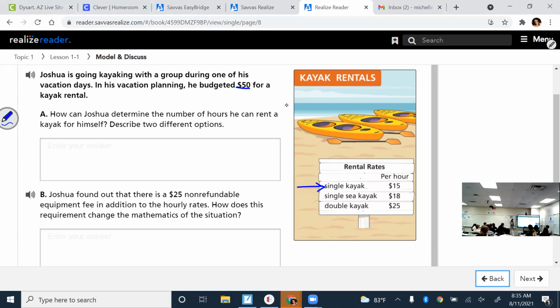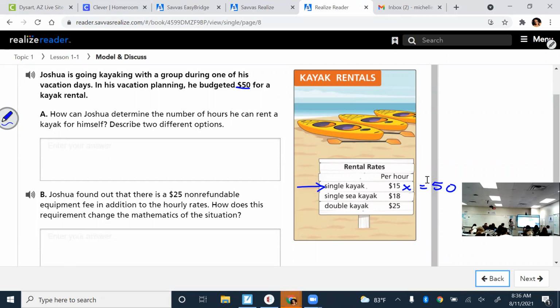So each time you added 15, what's repeated addition? Multiplication. So if I wanted to make some sort of expression or equation to figure out how many hours he can rent it for, I could do it like this. I could say 15x, where x is the number of hours, and then I can even do equal to 50 and solve for x, right? So you guys kind of did it maybe without thinking about it, but that's how you figure it out.